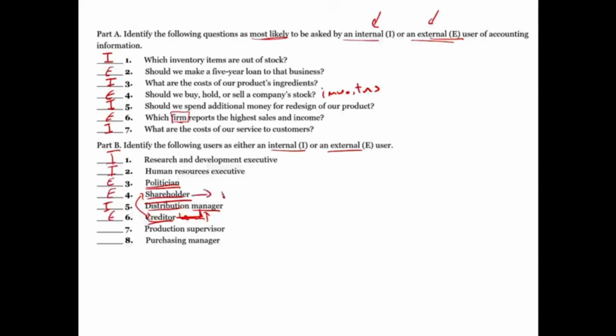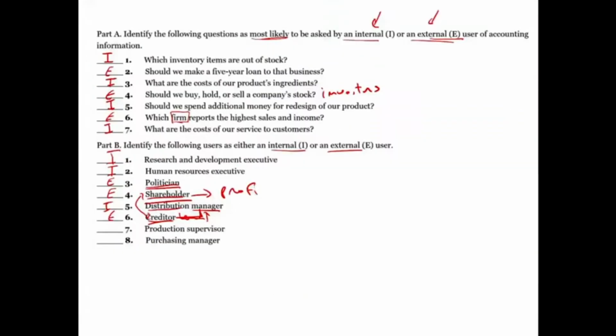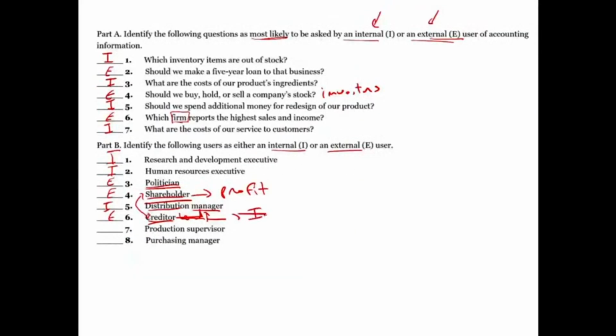Now, shareholders expect to get a profit from the company. Creditors expect interest payments, plus they expect their money back as well. Okay. Production supervisor. Well, guess what? Those are internal. They are supervising the process. Purchasing manager works at the company. Internal. They are interested in how much we need to buy in order to produce or in order to sell what we need to sell. So it's very important to understand the difference.